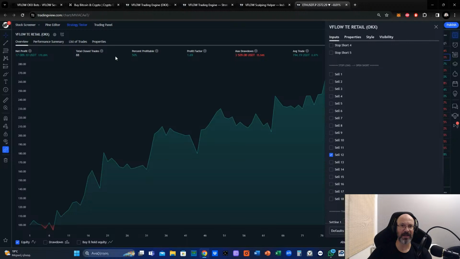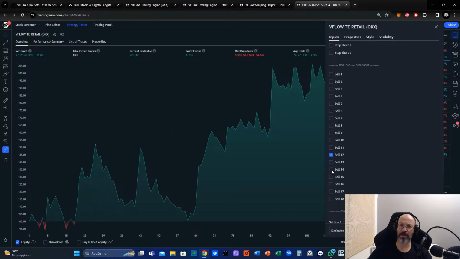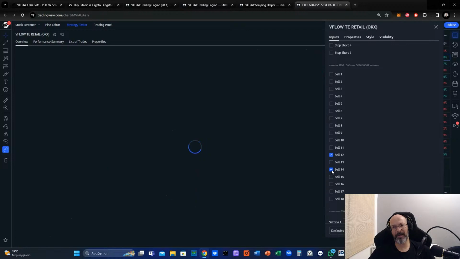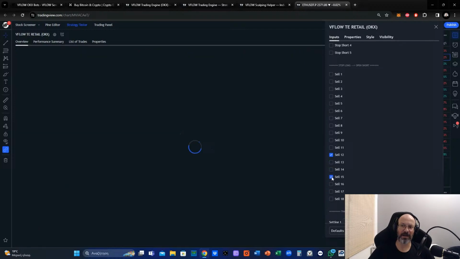And here you can see that we have less profitability, 170%, but we have 88 trades, 50% profitable, meaning that in any case, 1 out of 2 trades is profitable, and we have less drawdown, 50%. We will keep sell 12 for now, and we are going to move on to sell 13. Sell 13 is not actually doing any much improvement on our backtest results. Let's go here, sell 14, no. Let's go to sell 15 again.